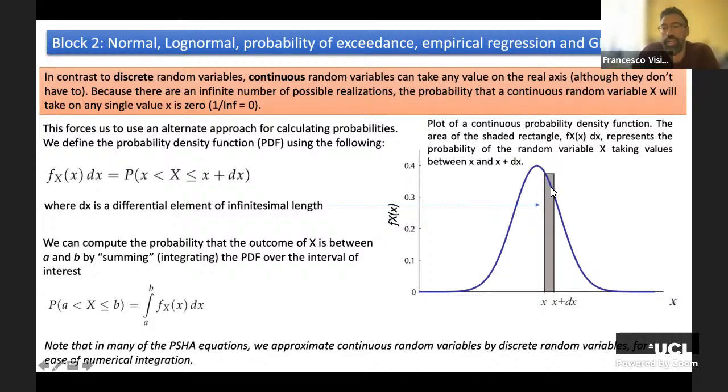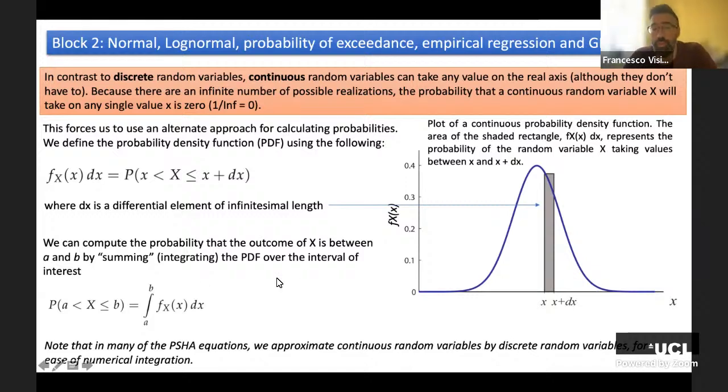So actually we cannot calculate the probability of x in a continuous function, but we calculate the probability of x plus dx, this infinitesimal length. On the graph on the right, we have a plot of this distribution, and with the shaded rectangle, I'm representing the infinitesimal length dx.